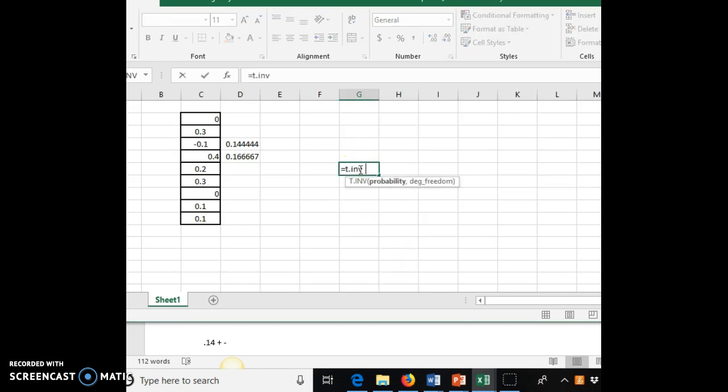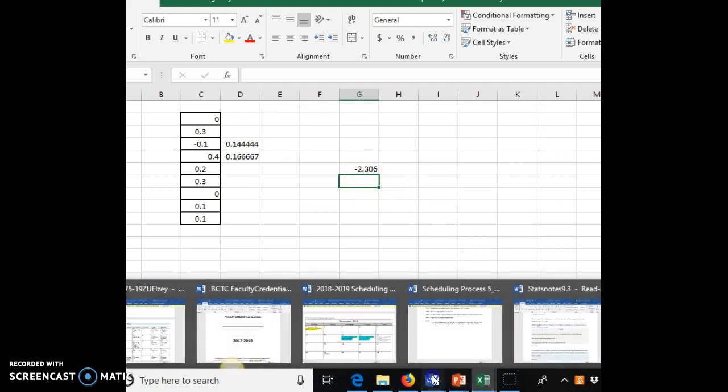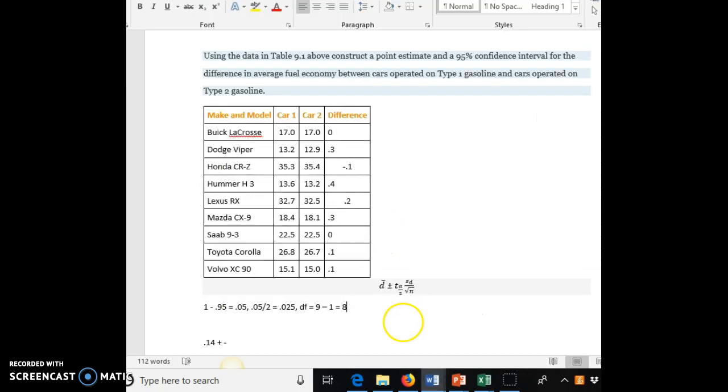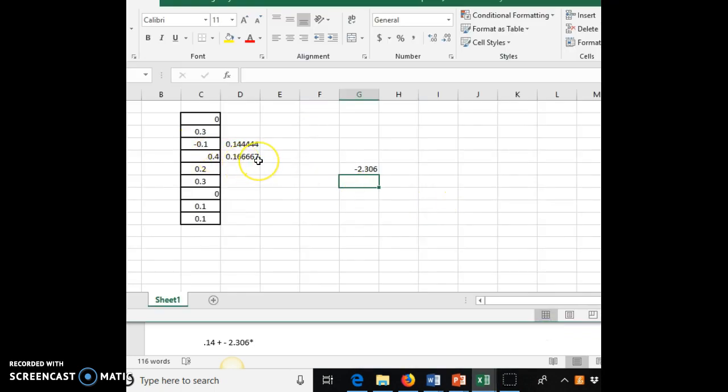So equals T.INV, 0.025, comma 8, and we get negative 2.306. And of course, since it's a confidence interval, we only care about 2.306. So the t value we're going to use is 2.306. Now let's add everything in. We're going to have 2.306 times our standard deviation that we got back here. Now we do want to take that out further, 0.1666667.